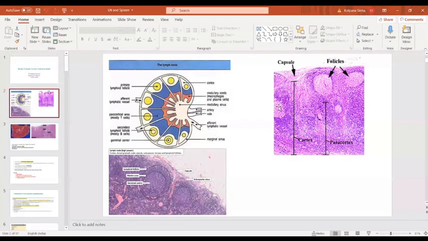Okay, so the lymph node, the basic structure is there will be cortex and paracortex, and in the cortex there are lymphoid follicles. So it will cause reactive hyperplasia. It will affect the cortical area, and the paracortex, it will affect it in paracortical hyperplasia.